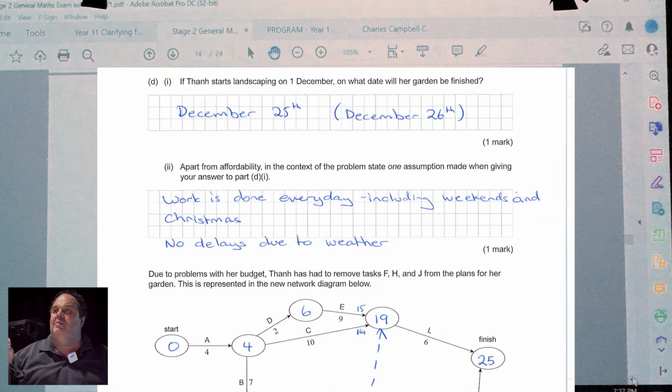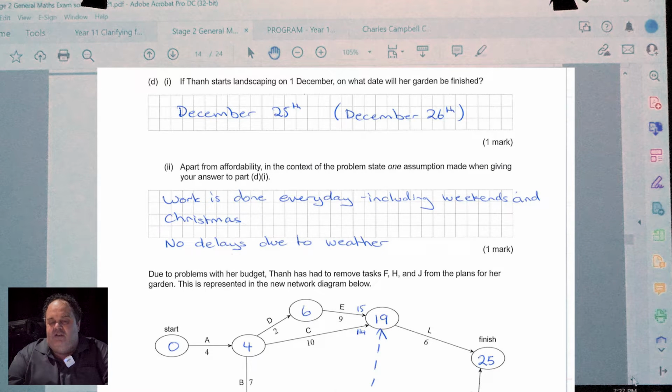But the most important part was they had to include the month. So if they just put down the 25th or 26th, they got 0 marks. They had to include the month because the month is important. The 25th could be the 25th of January, who knows? Which means it was more than 25 days to do the task.